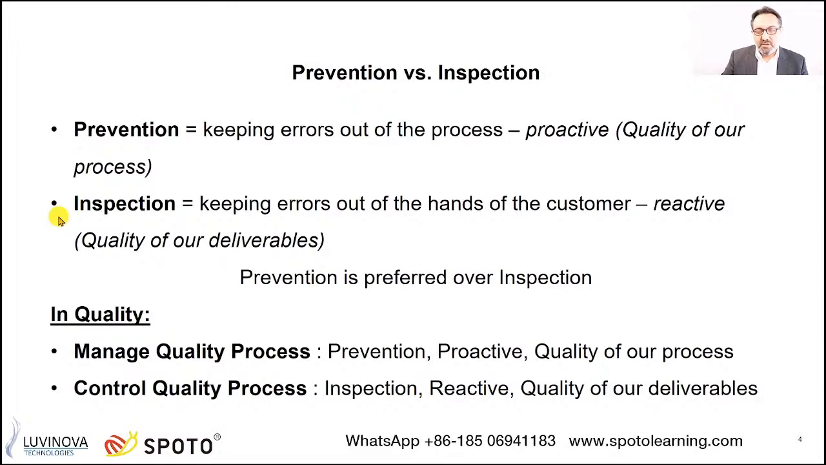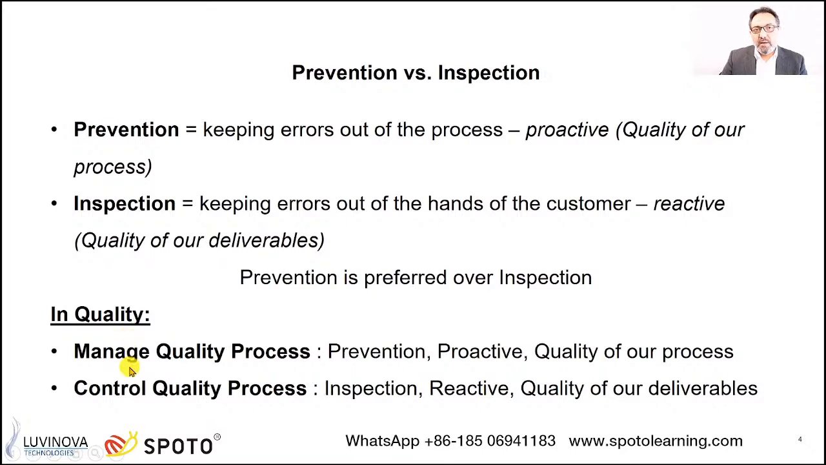This is reactive, meaning once you have any errors, you need to catch them. So this is a reactive approach. Always in our project, we have both, prevention and inspection. Always we need to see how we can improve our work, but of course, before we go and deliver, I have to apply inspections. So in quality in general, prevention is preferred over inspection, but this is not a replacement. We need to have both.